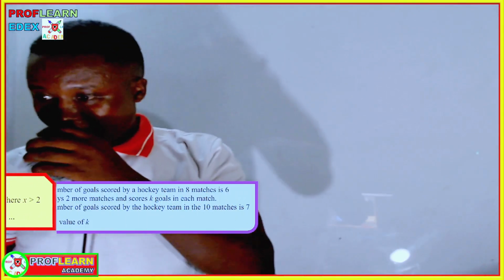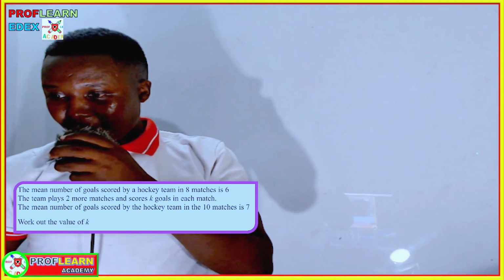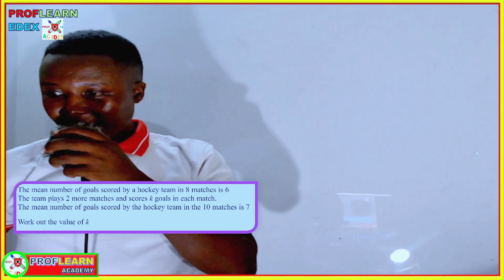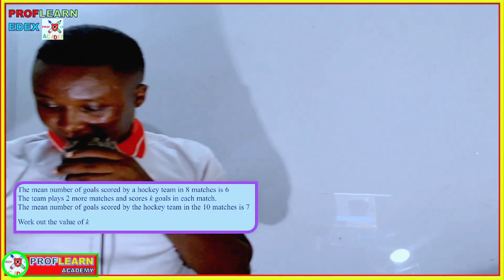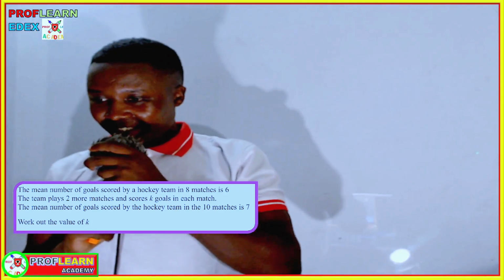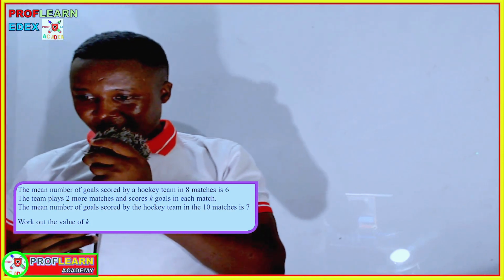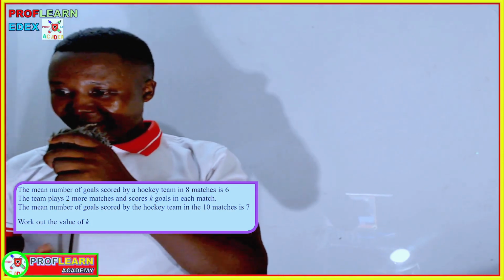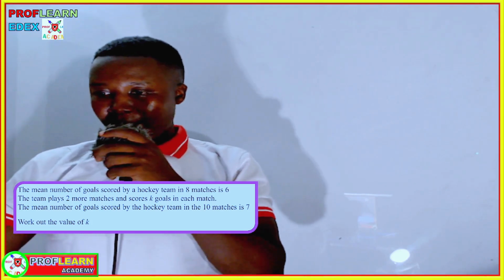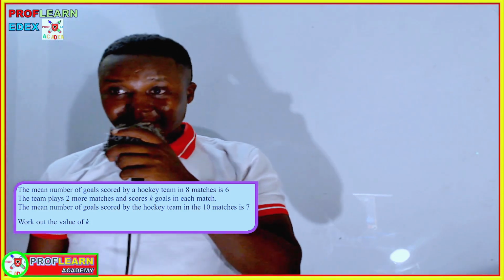Right, another area that we need to look at is whereby we are told that the mean of the number of goals scored by a hockey team in 8 matches is 6. The team plays 2 more matches and scores k goals in each match. The mean for the number of goals scored by the hockey team in the 10 matches is 7.